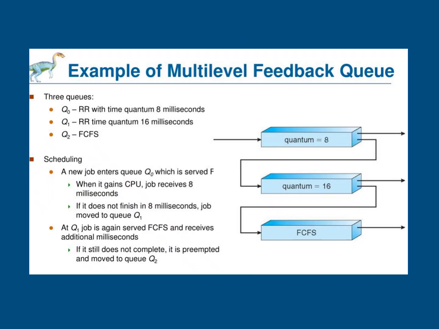Here, new jobs enter Q0, round robin with 8 milliseconds. If they don't finish in 8 milliseconds, they are moved down to Q1, round robin with 16 milliseconds, and long running jobs eventually go to Q2, FCFS. This lets short jobs finish quickly while preventing starvation by gradually aging longer jobs. To evaluate performance, read completion times. The average waiting time is 14.67 units and the average turnaround time is 26.33 units.